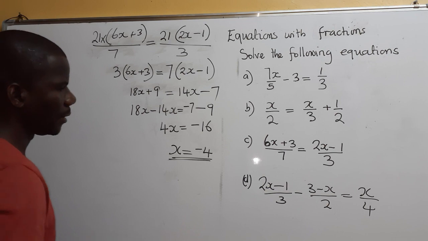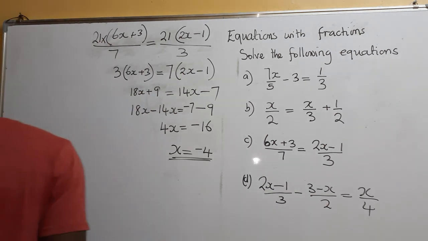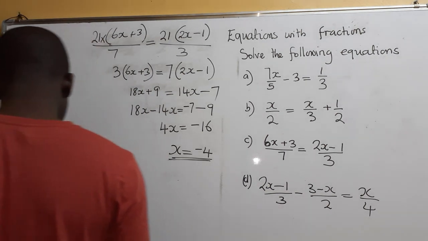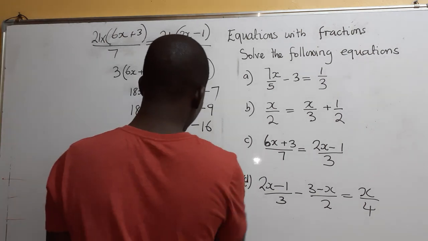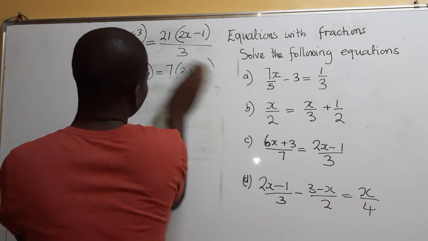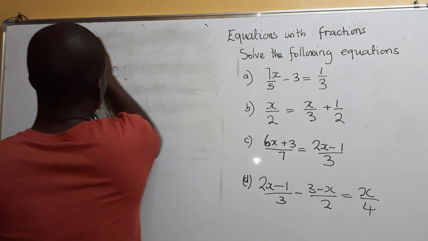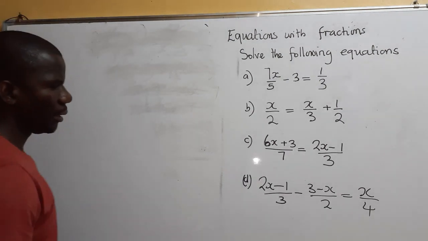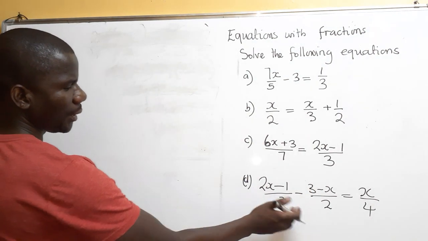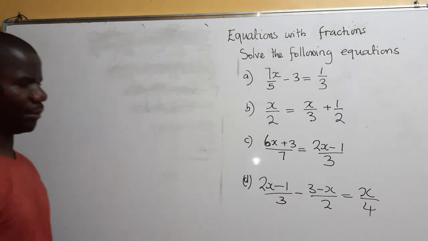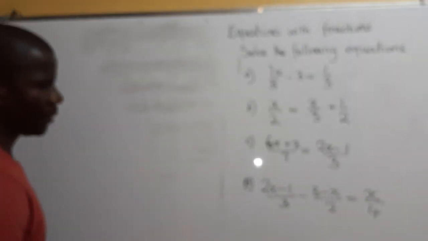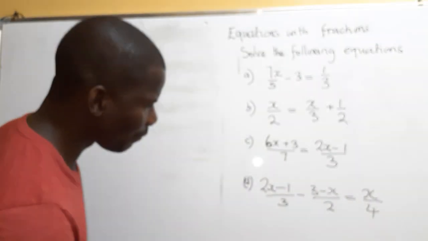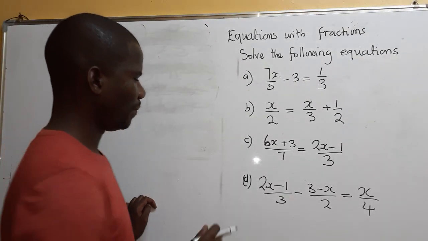All right? So let's look at the last one. I'm sure you've already gotten the concept. You can even do the last one, but we'll go through it together. Okay, so let's look at the last one. So what is the lowest common multiple here that these numbers can go into without a remainder? It's 12. So you multiply each one of them by 12. All right, each one of them by 12.